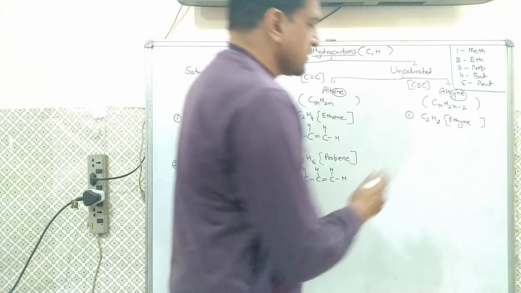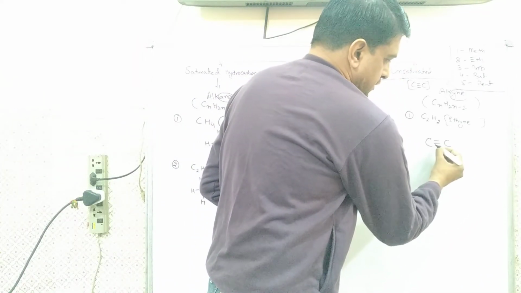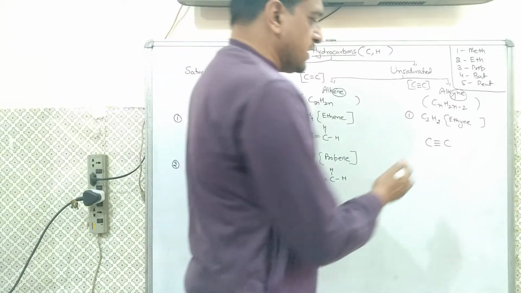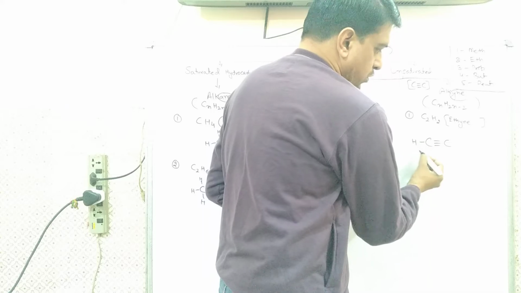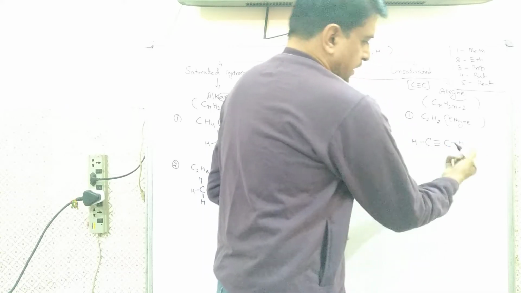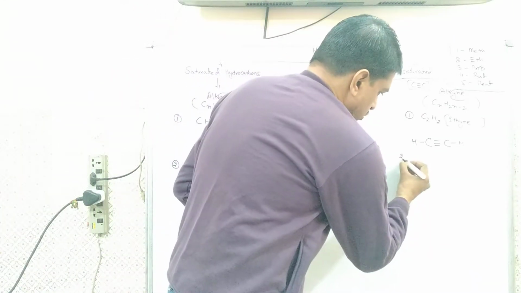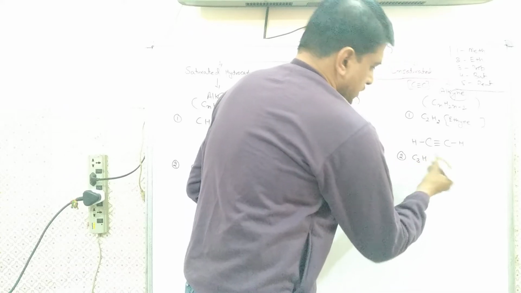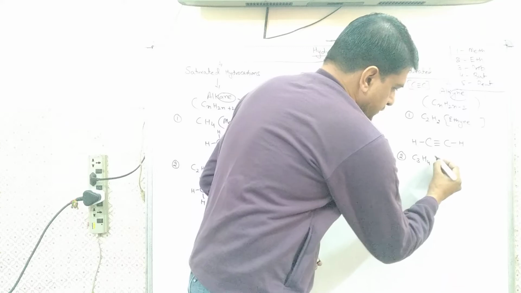Now the structure is C single bond C. Now there should be a triple bond, and now complete the valency of each carbon. This carbon has already 3, so you should have 1 more, and this carbon has already 3, that means 1 more. And this is the structure for ethyne. In a similar way, you can draw the structure of C3. Double of 3 is 6, 6 minus 2 is 4.